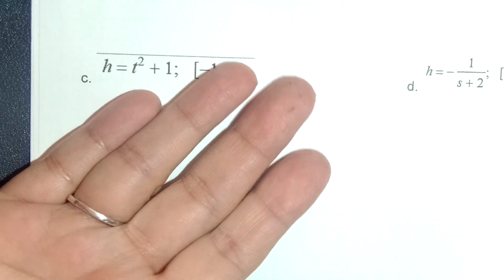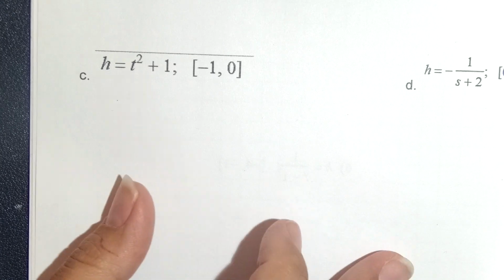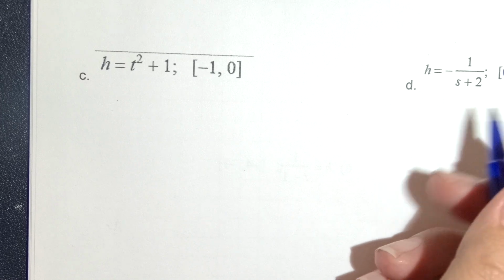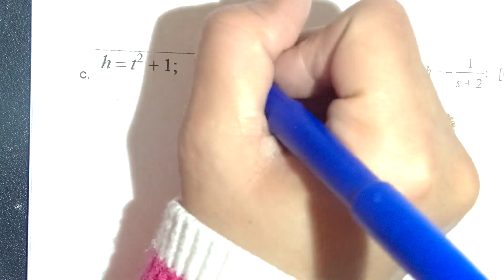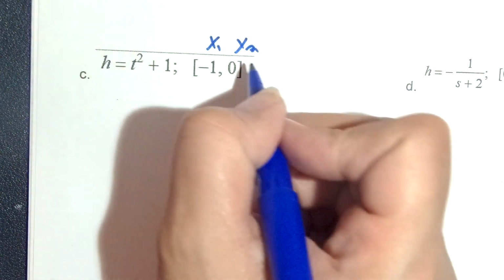Do I have a graph here? No, but can I find out my values? Yeah, how do I do that? That's a good question. Okay, first of all, what are these? X1 and X2. How do I find Y1, Y2?